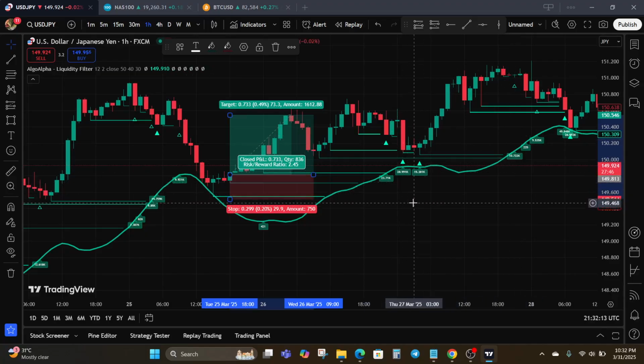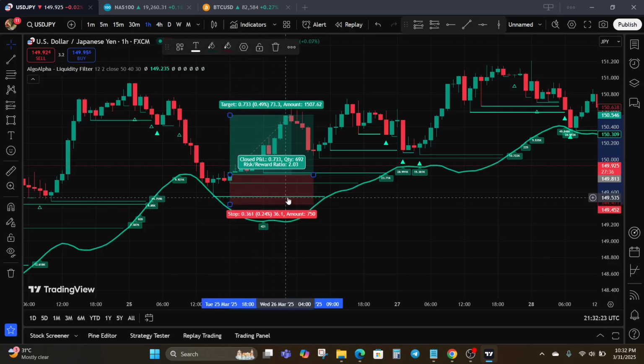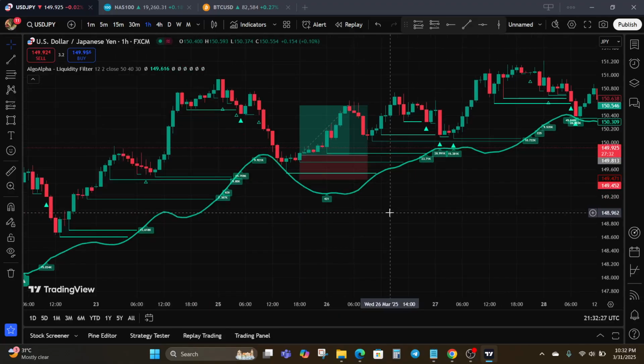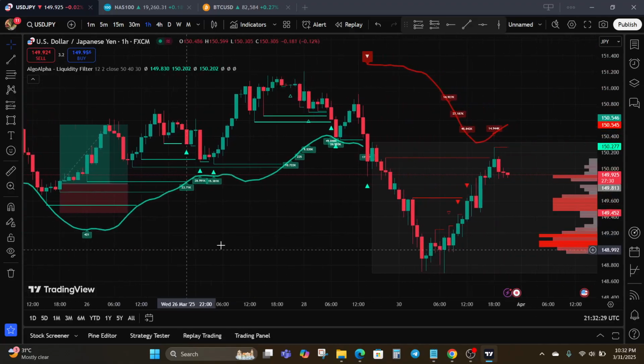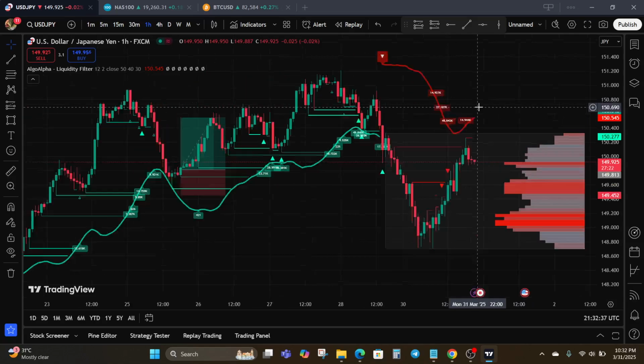Then use your stop losses wisely. Please place them beyond liquidity grab levels, beyond the levels, to avoid getting caught in stop hunts. It's important so that you do not fall victim to liquidity grabs. Instead, you should take advantage of such situations.